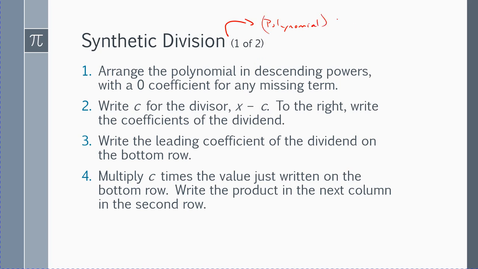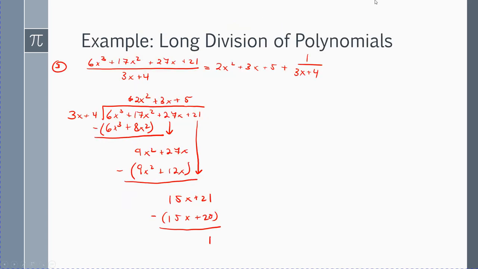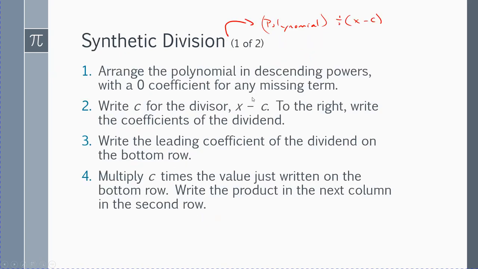divided by something that looks like this. Just some x minus c. So this synthetic division is not going to work when you have something like this. Notice how there's a 3x plus 4. It only works when you have an x plus something or an x minus something. So it doesn't work in this case here.